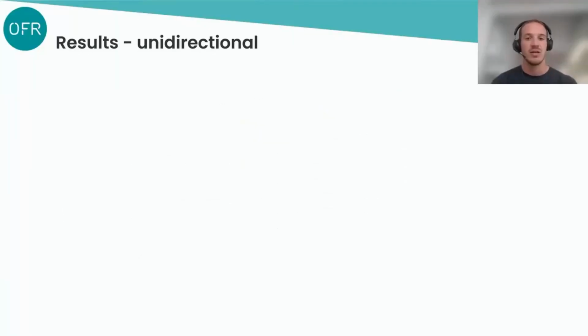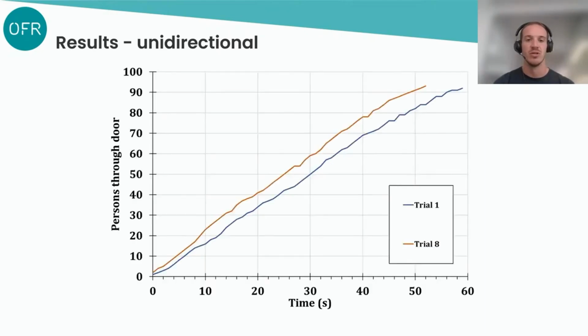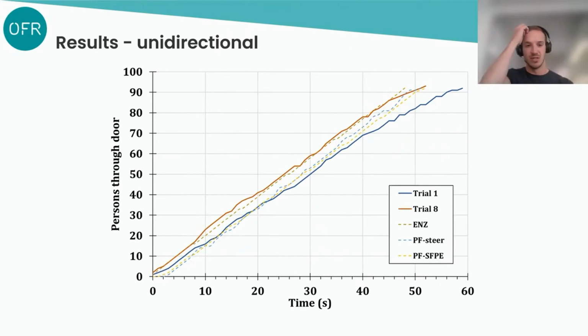Onto the results of this. Firstly, looking at the unidirectional trials and comparing these with the evacuation models. So the two unidirectional trials shown here are largely consistent in terms of the flow rate, with trial 1 being the first one. There was a little bit of confusion in terms of what to do, so that's why that was slightly longer, but yeah, largely consistent. Then, as one might expect, the results from the three evacuation models closely aligned to the trials, more so to trial 8, as mentioned, because trial 1 was slightly protracted there.